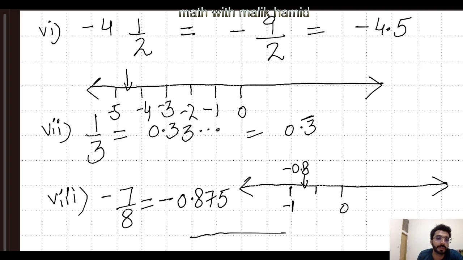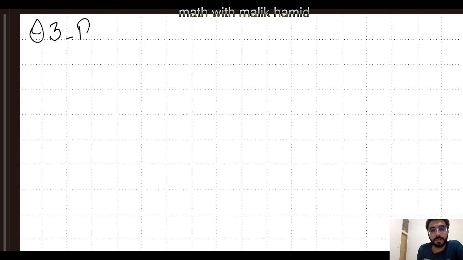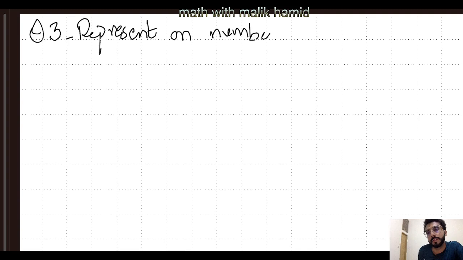Let's move to the next question. Question number 2 is about the properties of real numbers. We will do it later. Let's move to question number 3. Question number 3 is: represent the following numbers on a number line. I will write the question. This is a very easy question. You just have to focus on learning the concept.